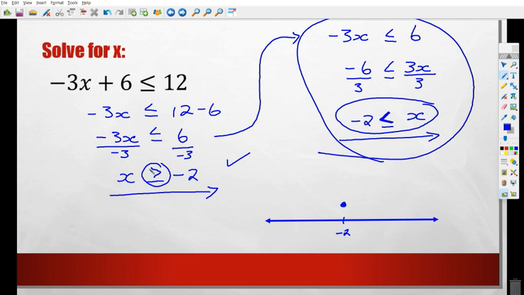They say that x is greater than or equal to -2. So all the values greater than -2, is it to the left or to the right? To the right. Greater than -2. Alrighty, moving on to the next one.